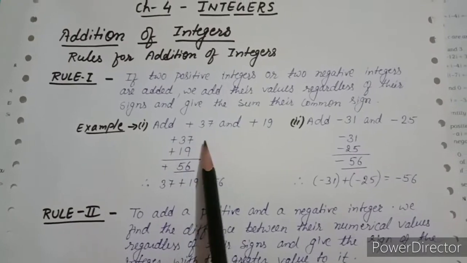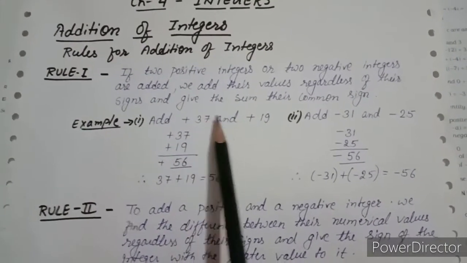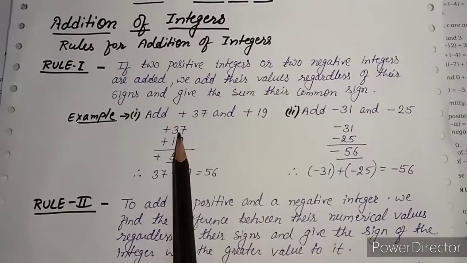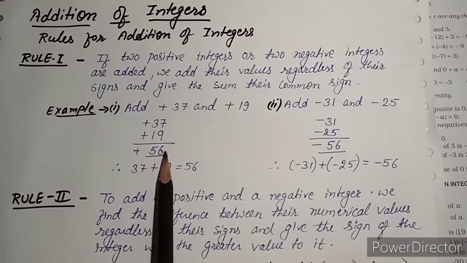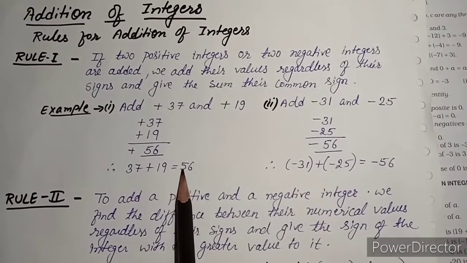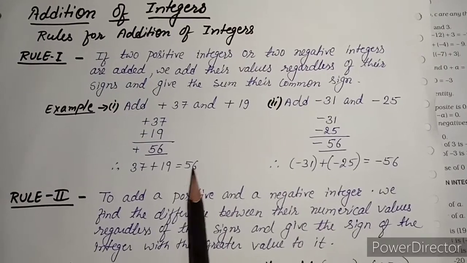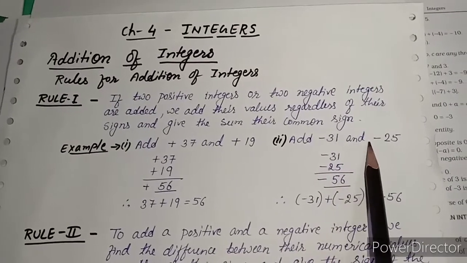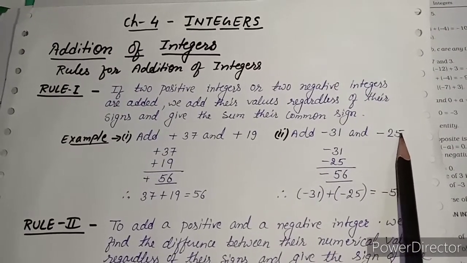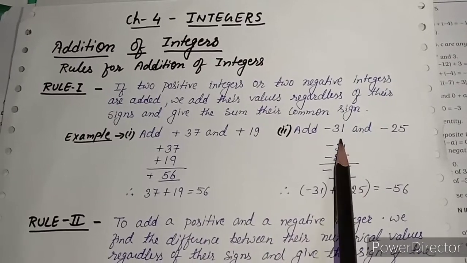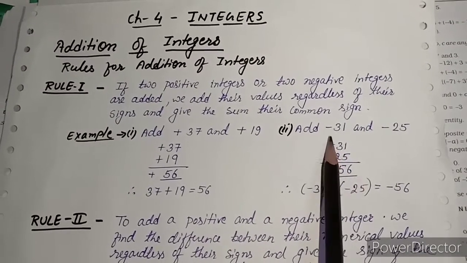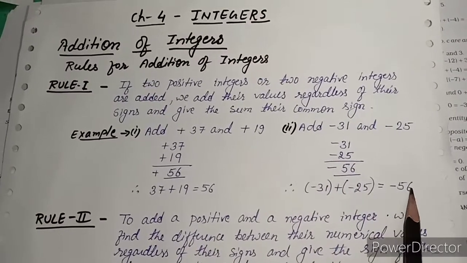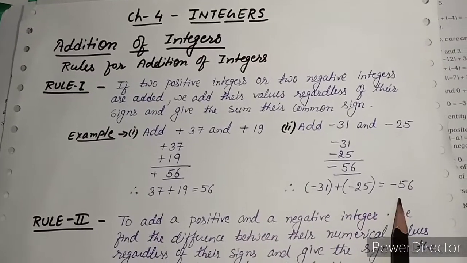Here you can see the example: add +37 and +19. When you add +37 and +19, you get 56. So the sign of this sum is positive. But when the negative integer -31 is added to the negative integer -25, then again you have to find the sum of both, that is 56. But the sign of this sum is minus. So -56 is the sum of both the negative integers here.